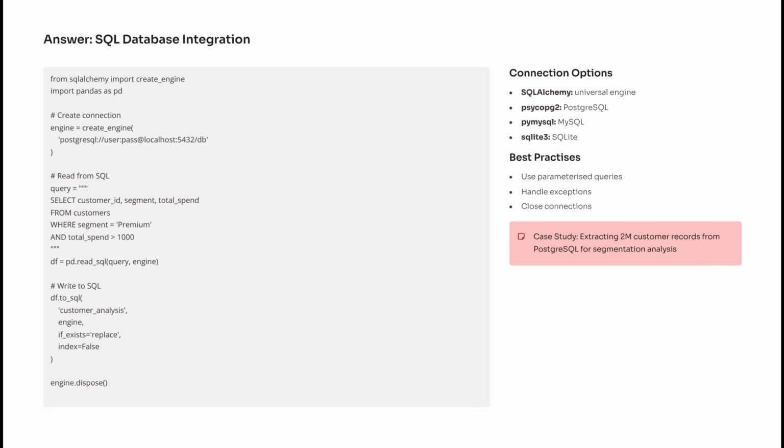For instance, in one of our segmentation projects, we extracted over 2 million customer records directly from PostgreSQL for feature engineering. Using SQLAlchemy with Pandas made the whole workflow seamless. Data came straight from SQL into our analysis environment, ready for modeling.